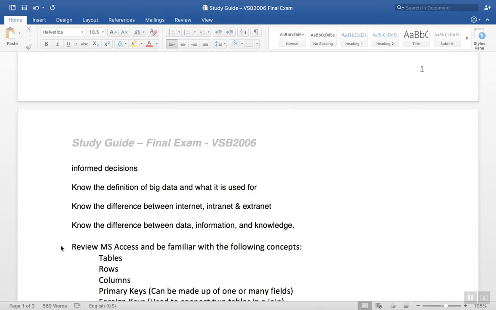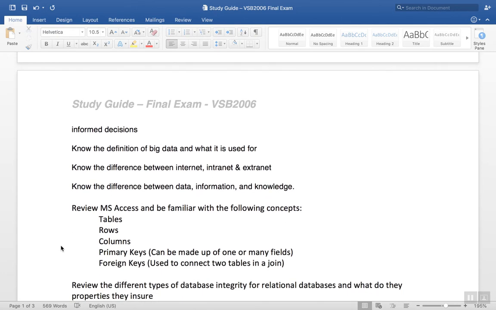The difference between the internet, an intranet, and an extranet. So the formal definition of the internet is the overall global public network that can be accessed, connecting really most everything, all locations together.